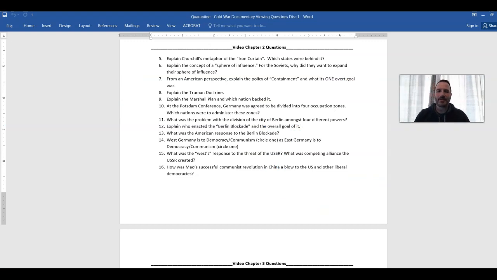Number 6, explain the concept of sphere of influence for the Soviets. Why did they want to expand their sphere of influence? Okay, sphere of influence, guys, refers to the ideological reach that your system has. So if you're the Soviet Union and you have one other nation that joins your sphere of influence, you look kind of weak. If you have 2 nations, all right, things are getting better. If you have 3 nations, 4 nations, okay, this is good. If you can control all of the world, except for America, who is your ideological enemy, well, that's even better.